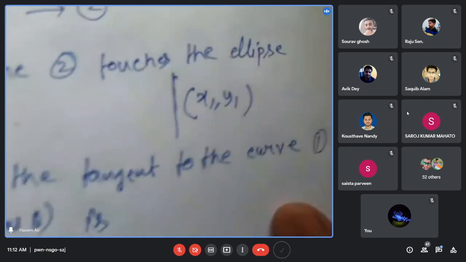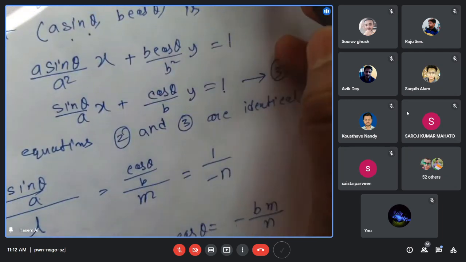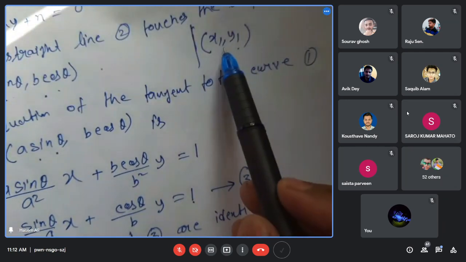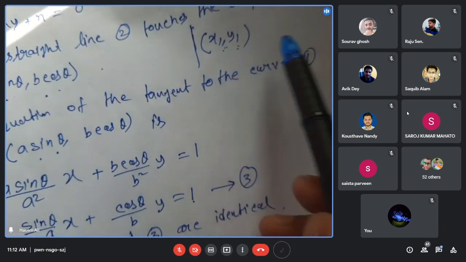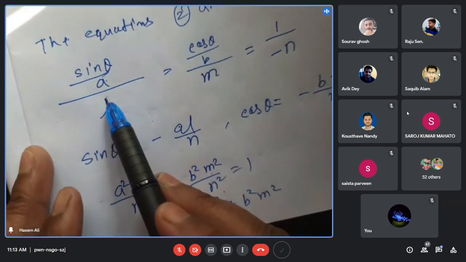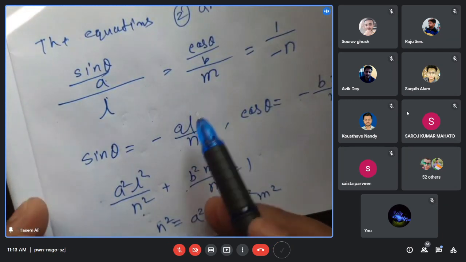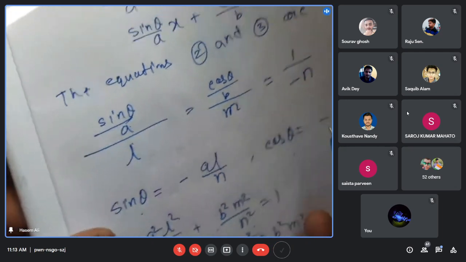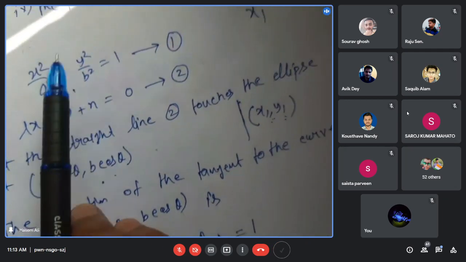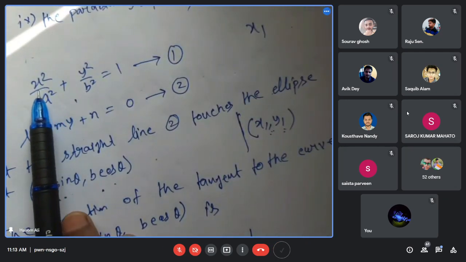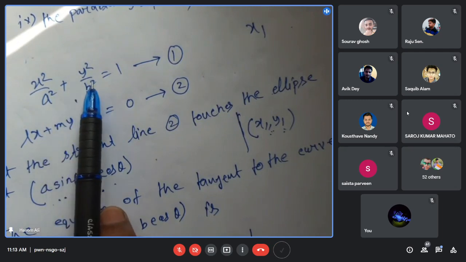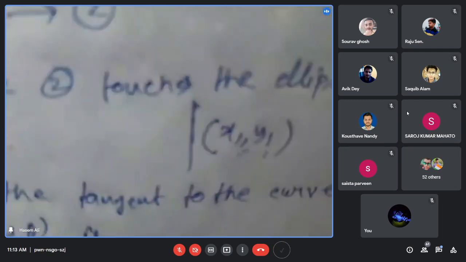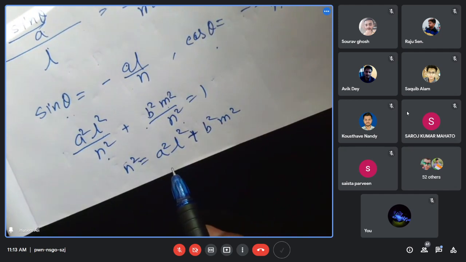If you take any point like this (x1, y1), then you have to find x1 and y1. Now just put (x1, y1) in this curve. So you have x1²/a² + y1²/b² = 1. Then you will get this result. And all the problems are similar.